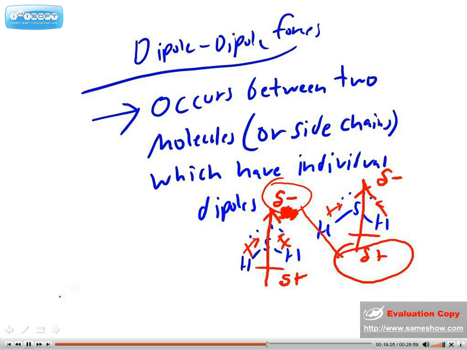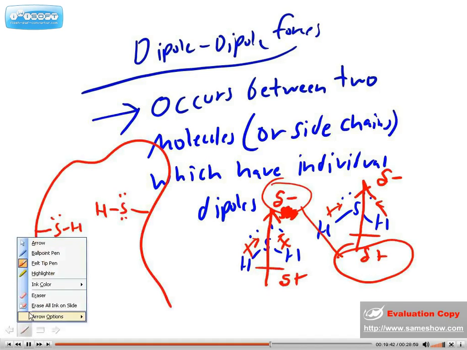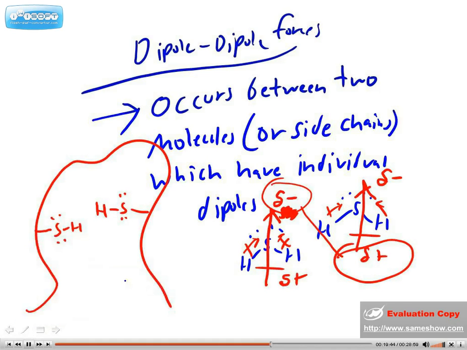If we were to apply it to our side chain intermolecular forces, here we have two cysteines. Note they're not covalently bonded together, and it turns out each one individually has an overall dipole.